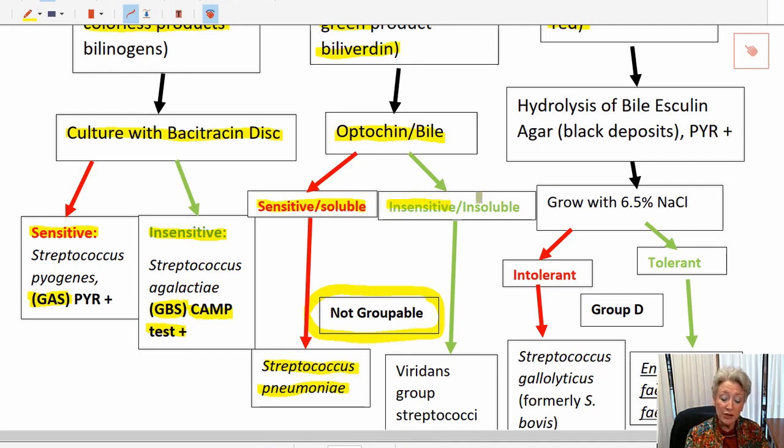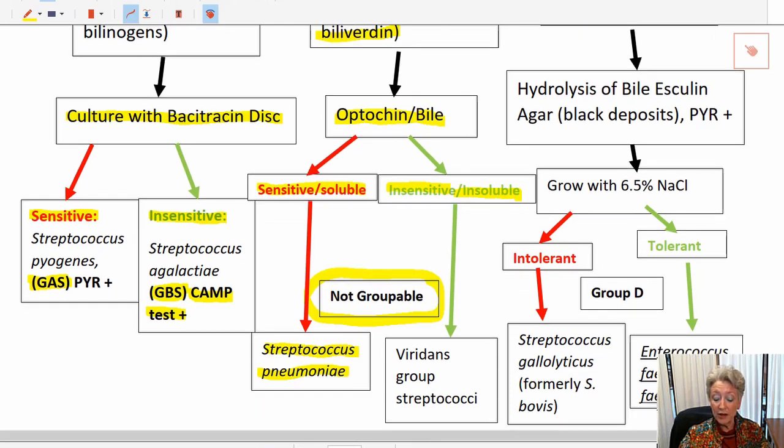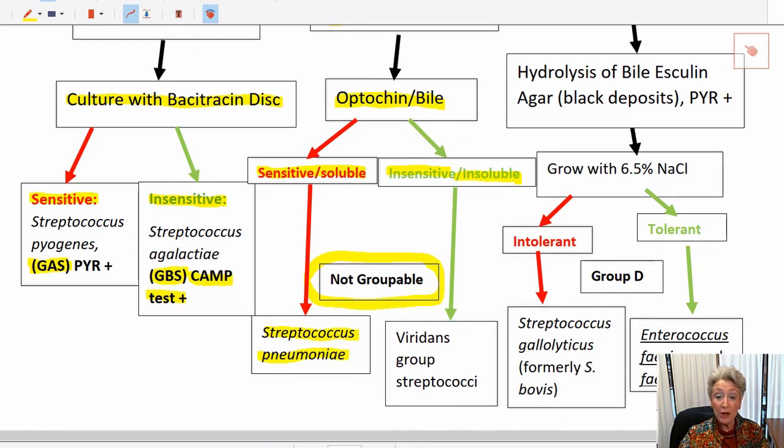Those that are insensitive and insoluble to optochin and bile, respectively, are the viridans group streptococci, which are the normal flora of the mouth. Okay, so think about optochin and bile separating my organisms into the ones who are sensitive and like to live in the lung versus those who are pretty tough and are willing to live in the mouth in the presence of a fair number of early digestive enzymes.